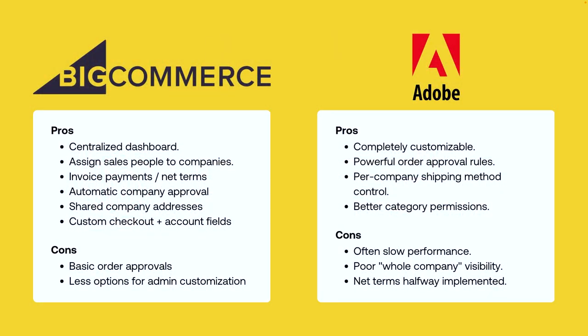And the other thing I would say is the net terms are what I would consider to be halfway implemented. They're there, but it's not really even to the extent of the BigCommerce side, where you can actually pay your invoice on the website itself. That's a nice feature, but it's just not there on the Adobe side.